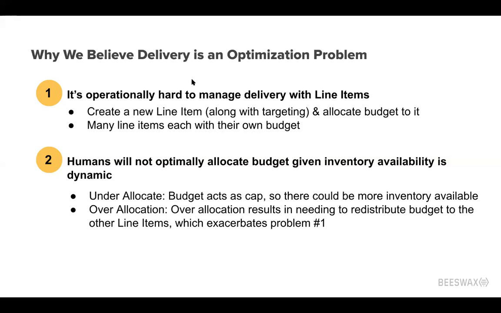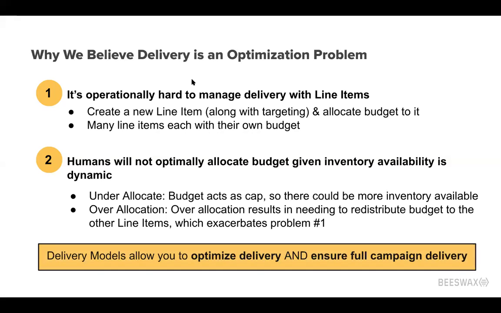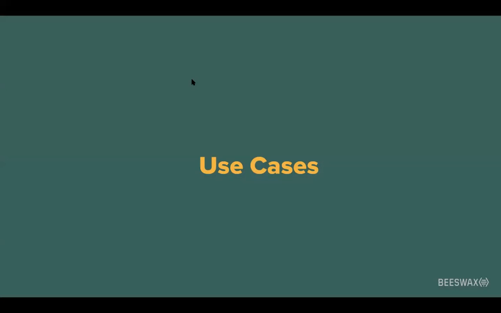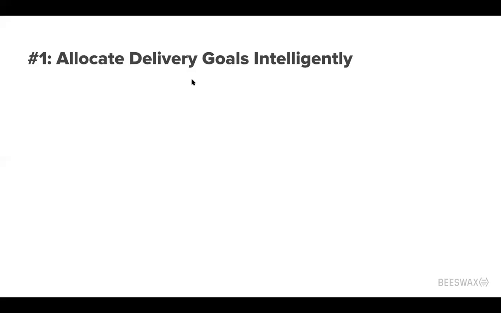And so, delivery models aims at doing two things. We want to optimize delivery, and we want to ensure full campaign delivery. So you could do one of those things, but typically customers want to do both. They want to optimize delivery and they want to ensure full campaign delivery as well. And so how do we do that? Let's get into a couple of common use cases.